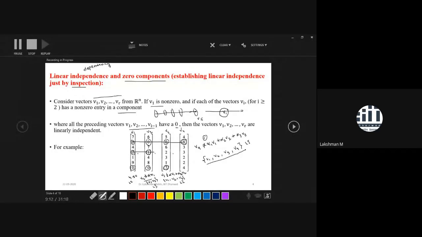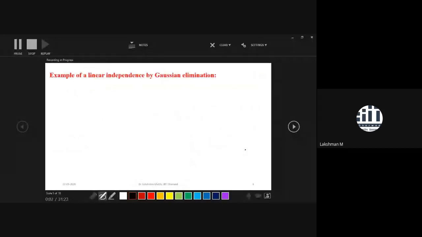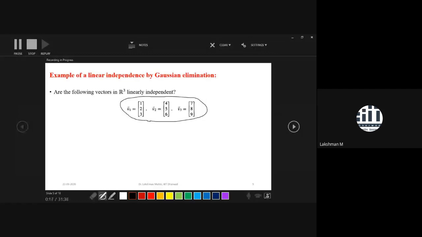Next we will go for a more general technique based on the Gaussian elimination method. Here I have taken one example. Suppose we have three vectors from R3: v1, v2, v3. We will see whether these three vectors are linearly independent. If you are not able to observe a zero element in the vectors, the last method will totally fail. It is a failure in identifying whether the given set of vectors is linearly independent or not. Through hit and trial, you can't get dependency.